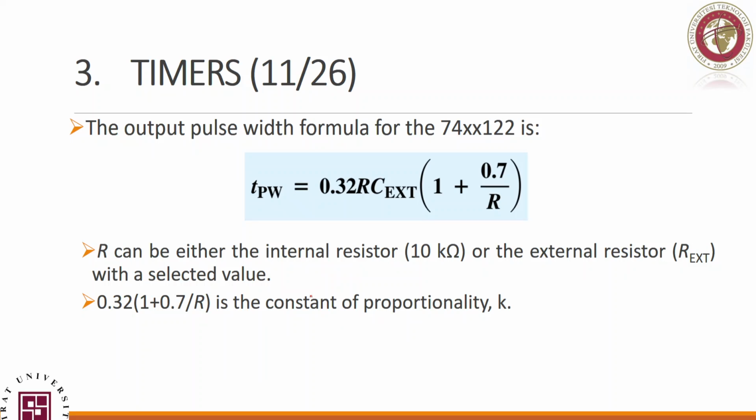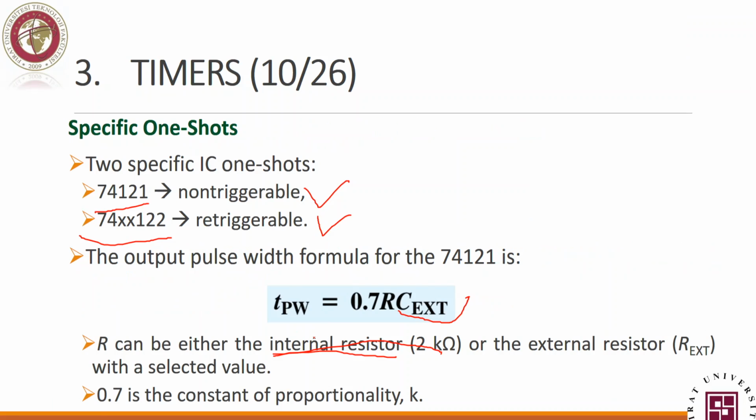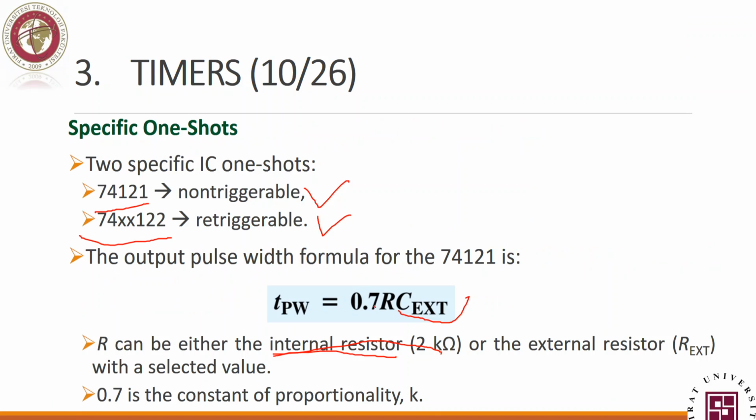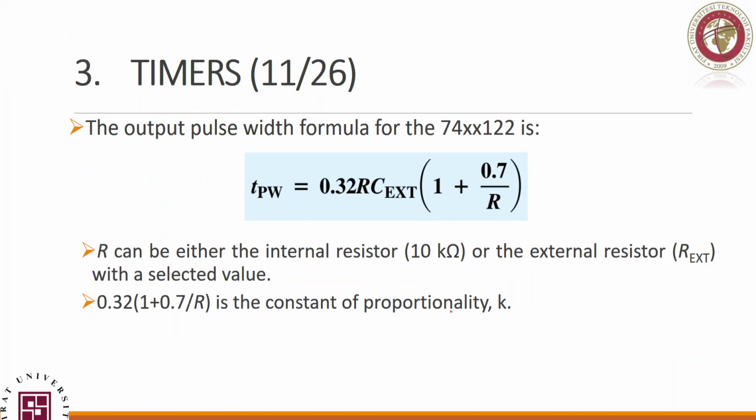Okay. For the retriggerable, we have another equation. Usually I get questions like, where did you get this equation from? Of course, it has a derivation. You don't have to worry about this derivation. You just need to remember those, and it's actually not hard. This is 0.7 RC external, then this is 0.32 RC external.